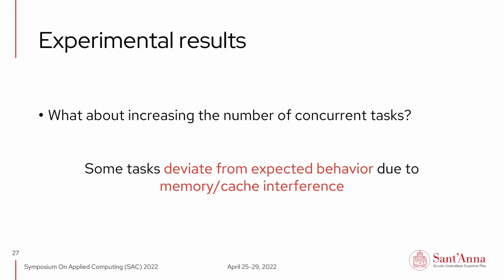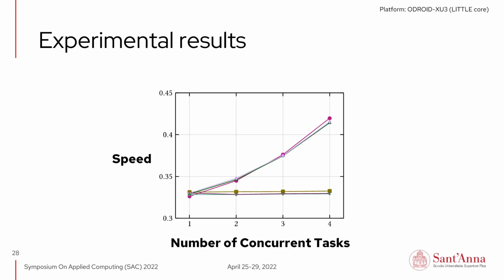However, the situation changes when we try to increase the number of concurrent tasks executing in parallel on the same island. Under those circumstances, some tasks deviate from the expected behavior, most likely due to the effects of memory and cache interference. Regarding the execution speed of each task, the expected behavior would be that the tasks running on different cores but under the same conditions, like core type and CPU frequency, would take the same amount of time to complete.